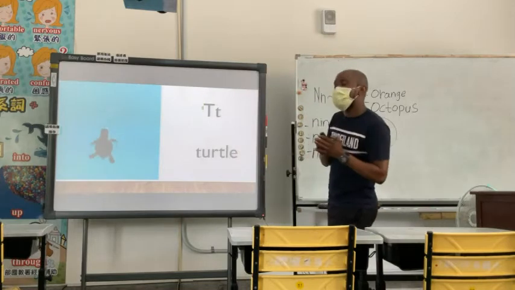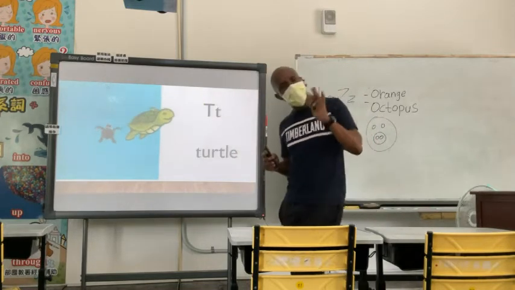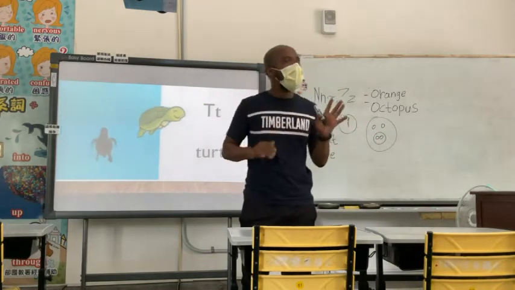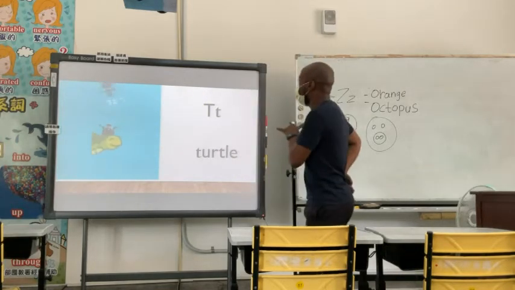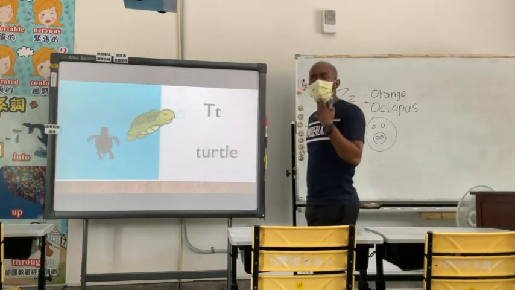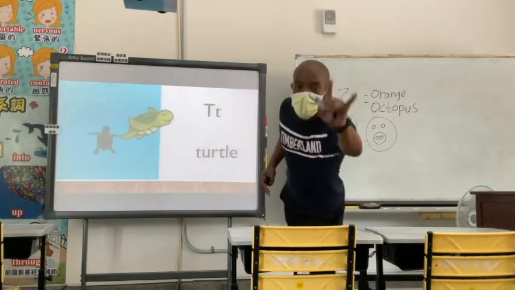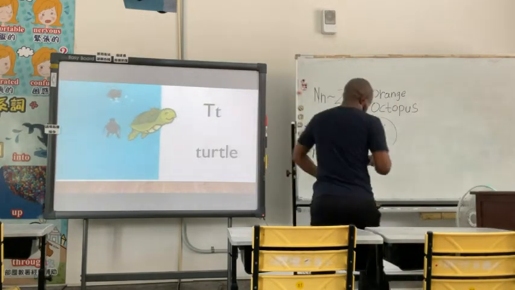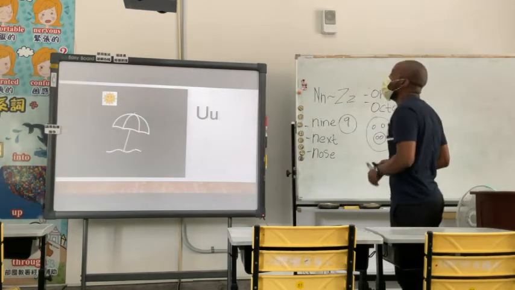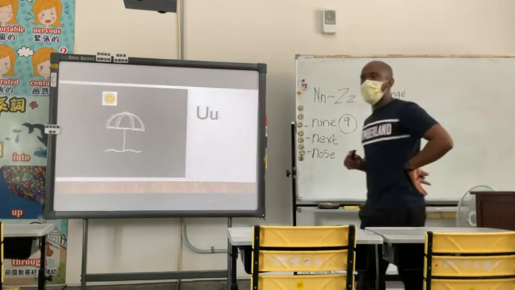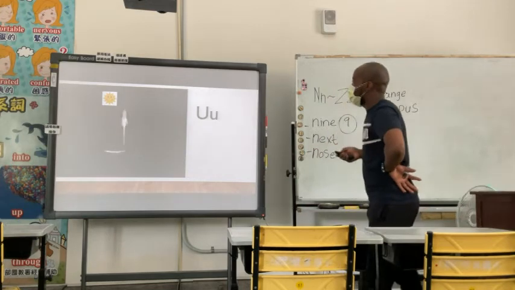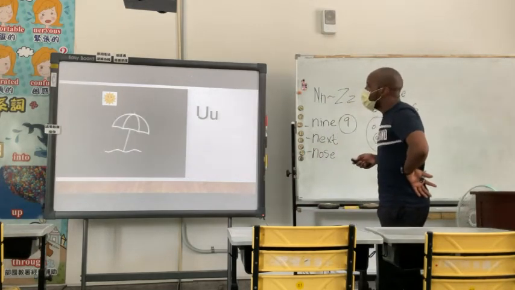So we have P, Q, R, S, T. What's next? T, U. Okay, yes, so we have U. So let's find out. U, U, U.